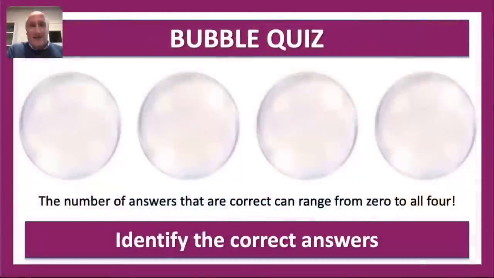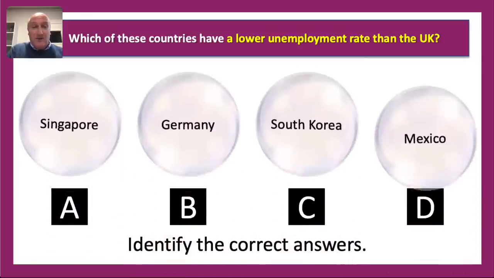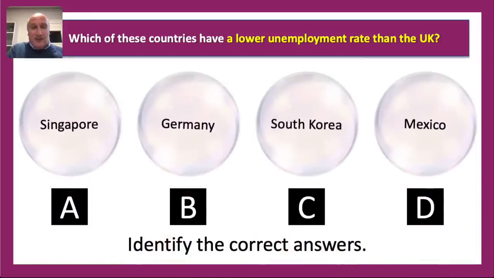Here we go. Here's a bubble quiz. We like a bubble quiz. I wish it was on the exam, that's all I'm saying. For those of you who've done these before, you'll know this: we give you a question and the number of answers that could be correct could range from zero, they could all be wrong, to all four could be right. And the idea in the chat window is to choose the letters you think are the correct answers. I've got three of them, I think, for you, maybe four.